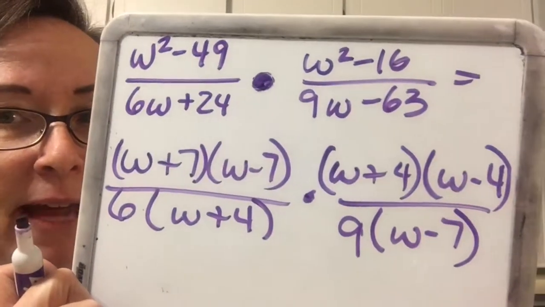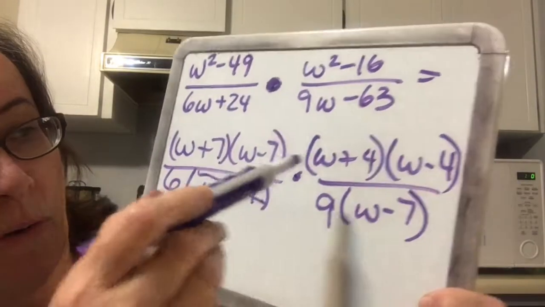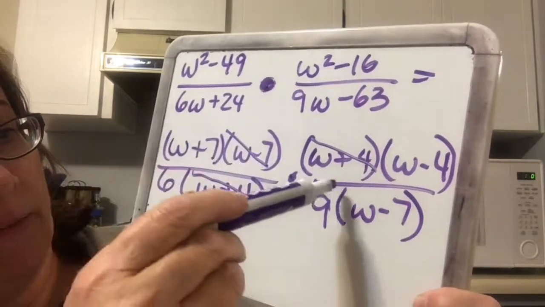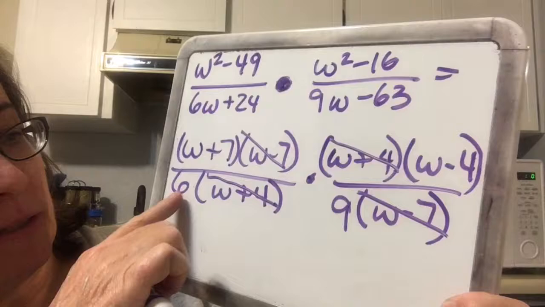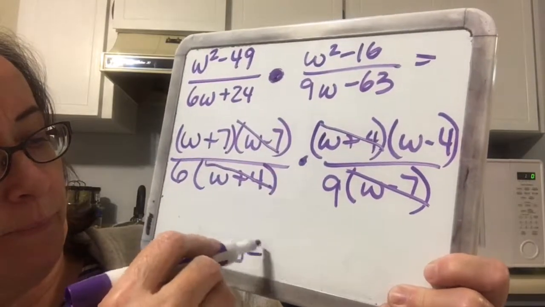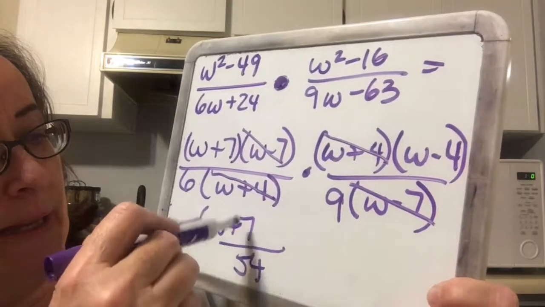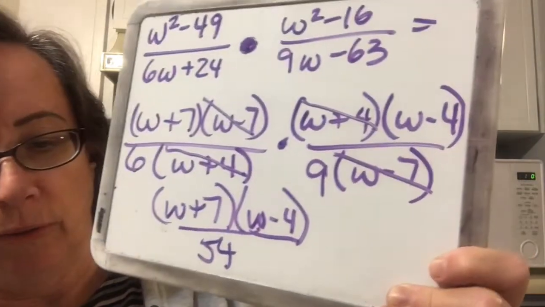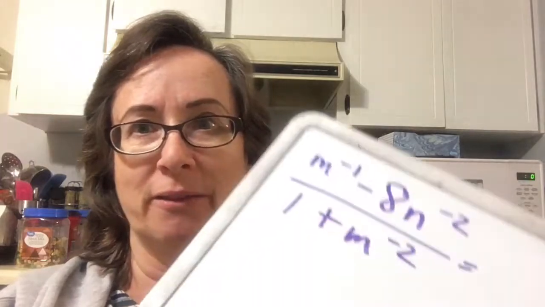So now that I factored everything, it looks much friendlier because I can cross out a w plus 4 on the top and the bottom. I have a w minus 7 and a w minus 7, so that my final answer is going to have a 54 on the bottom and a w plus 7 times a w minus 4. And that one is finished, and we have only one left to be done with 8.3.